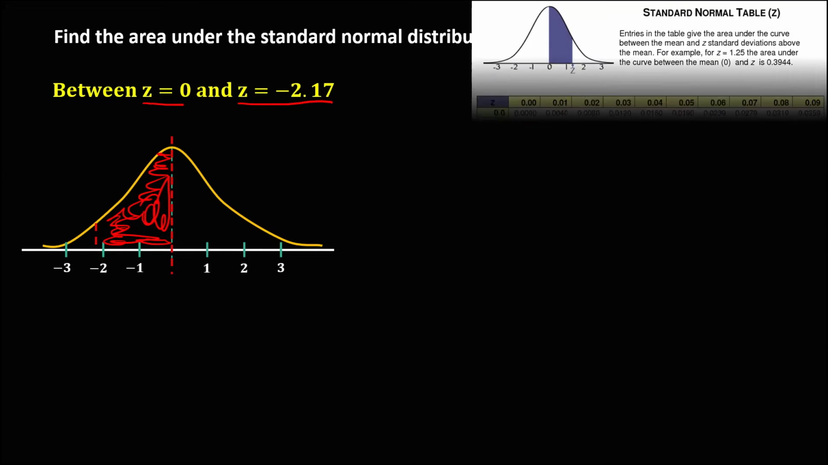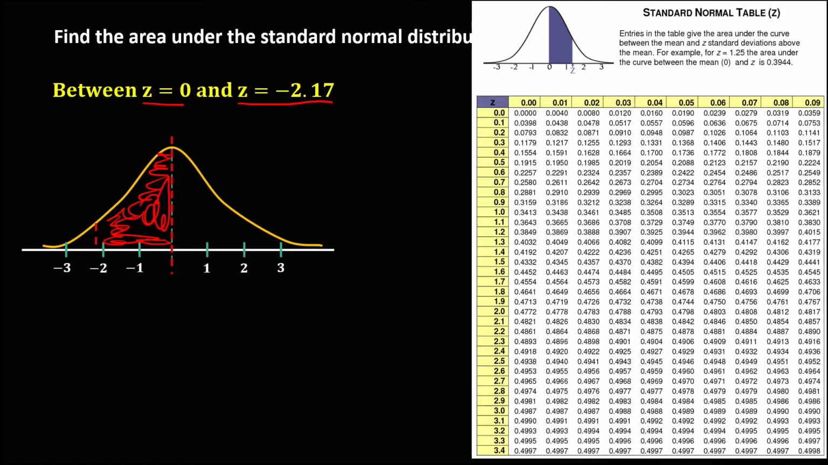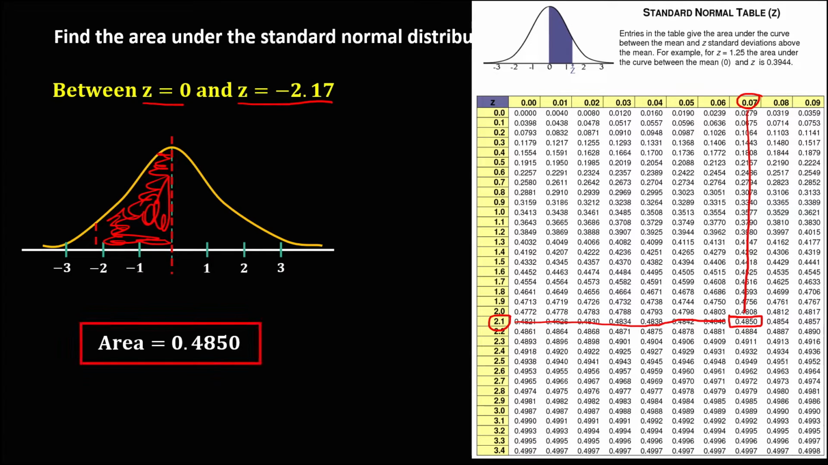To find this area using this table, take note that for this table, you need to ignore the negative. So this negative 2.17, just look for the positive 2.17. So we have 2.1, then 0.07, that's 2.17. Then you connect to find the area. So therefore, the area between 0 and 2.17 is 0.4850.